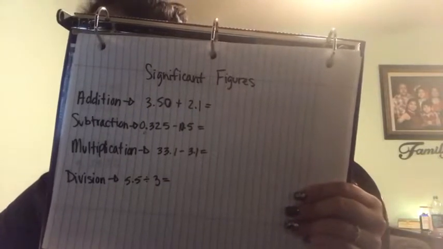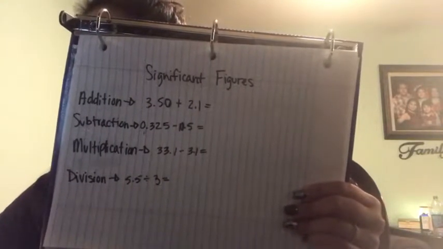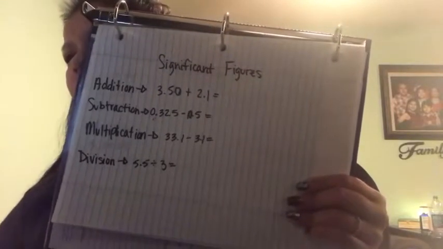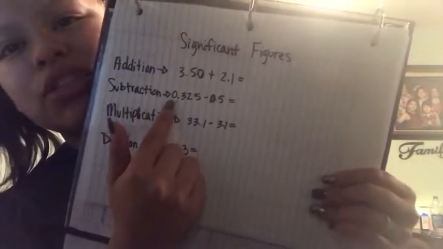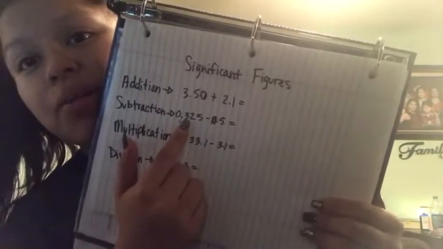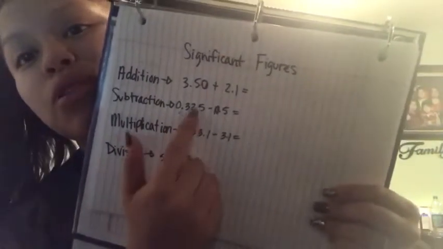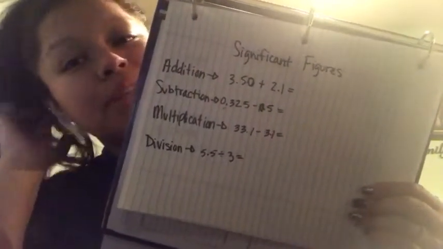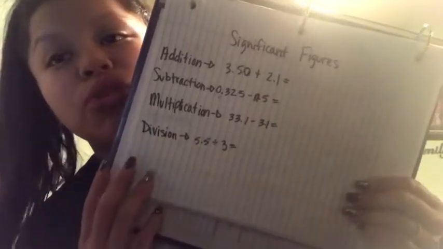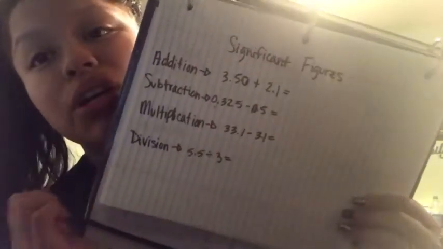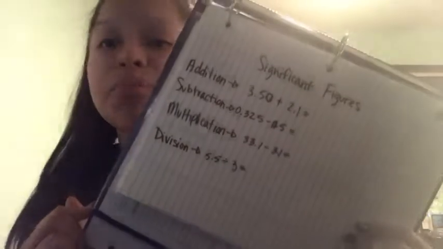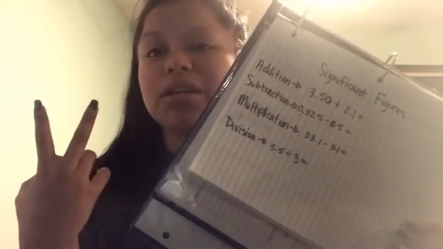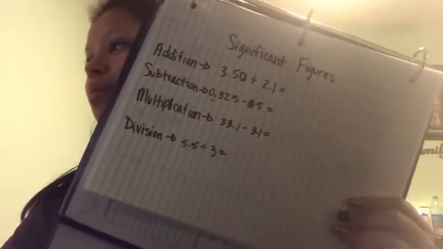Also, if there's, let's say, 0.0 and then a number, then the number will count, but not both of the zeros. So let's say it was 0.02, there will only be one sig fig, and that would be the number 2, because there is a 0 in front of the decimal and a 0 after the decimal as well.